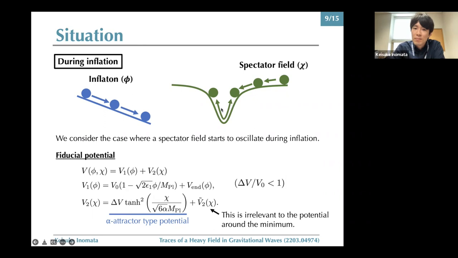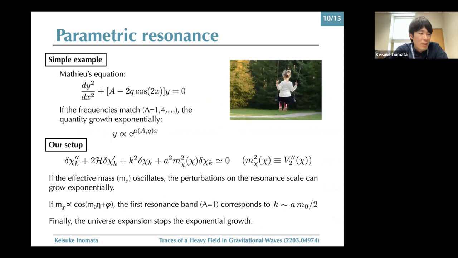And as a fiducial example, I take an alpha attractor type potential like this. And I impose this condition because this field is a spectator field. Okay, so in this case, the parametric resonance occurs. And here, let me explain what the parametric resonance is.